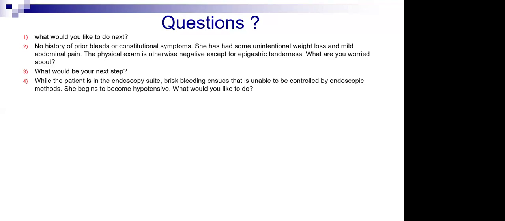Okay, here you are. The patient is in the endoscopy suite, and there's brisk bleeding that is unable to be controlled by endoscopy. She begins to become hypotensive. What do you do? Immediately transfer the patient to the OR for exploration. For exploration. Okay, I have no problem with that.